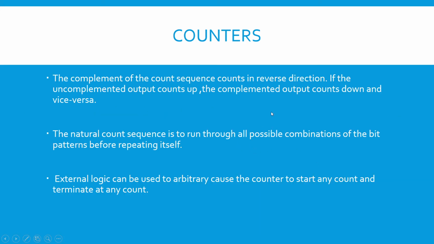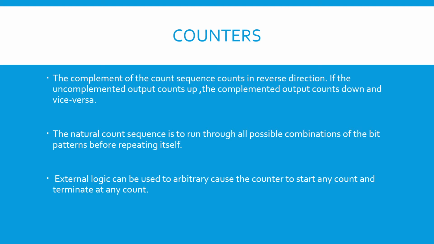The complement of the count sequence counts in the reverse direction. If the uncomplemented output counts up, the complemented output counts down, and vice versa. The natural count sequence runs through all possible combinations of bit patterns before repeating itself. It means that if a counter starts from zero, it will keep counting without leaving any number, which means that all possible combinations will be gone through.